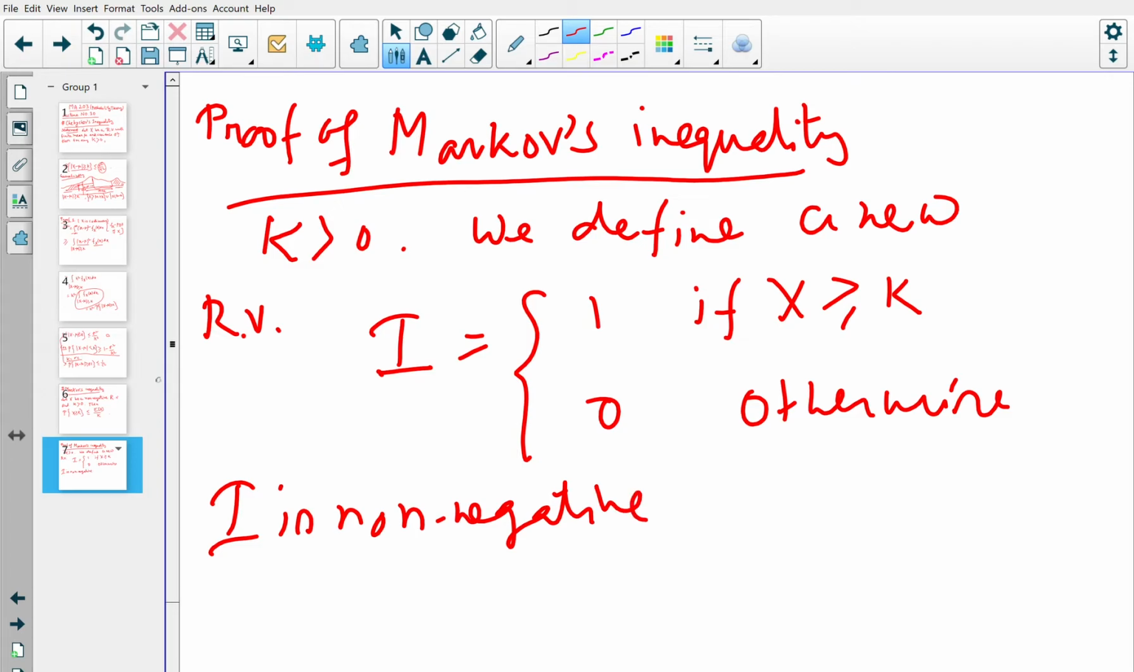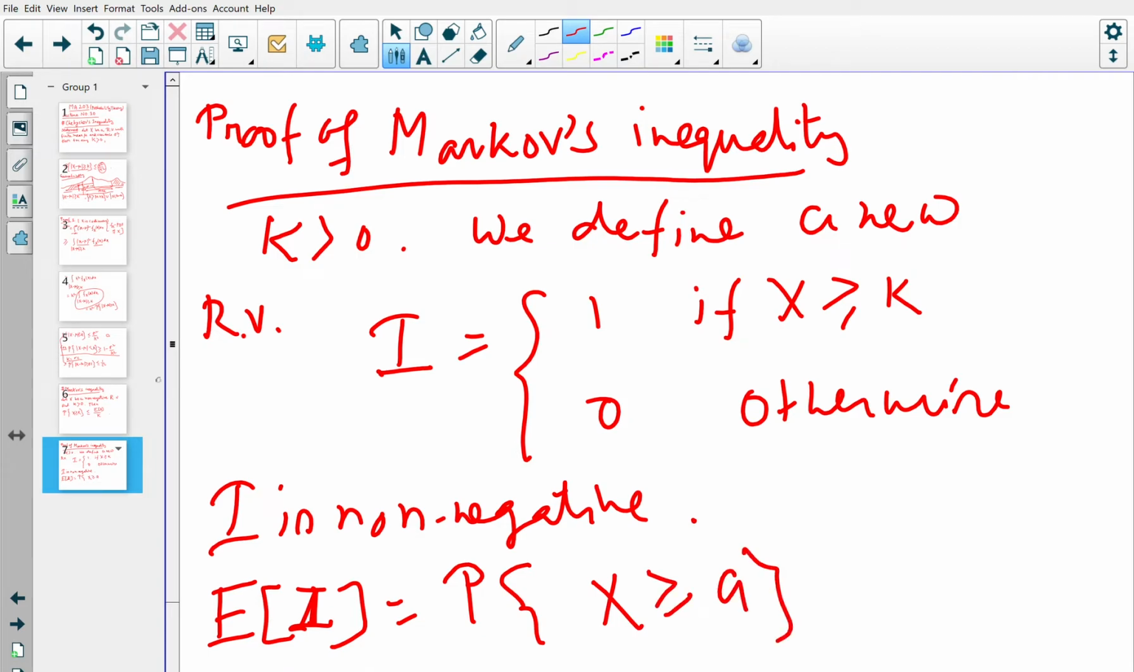I takes only value 0 and 1. Okay, now what is the expectation of I? Now you see that I survives whenever x is greater than or equal to k, and the value will be 1. So expectation of I is nothing but the probability that x is greater than or equal to k.